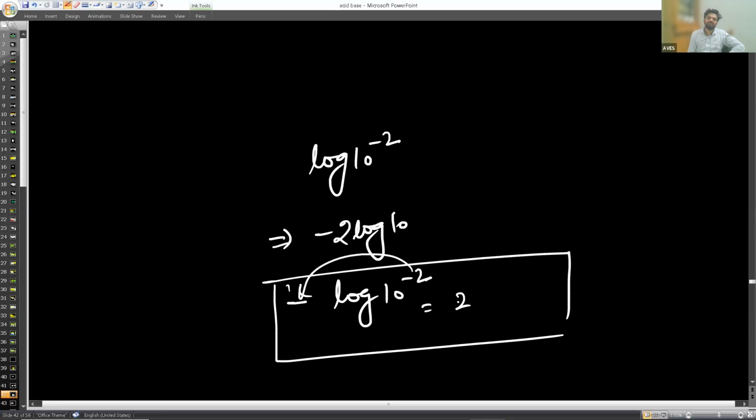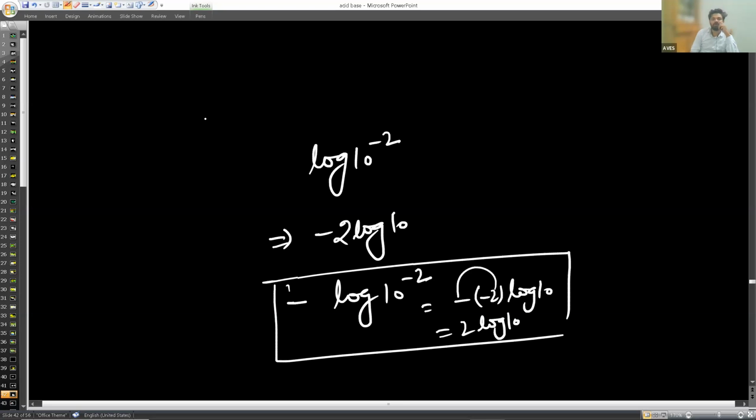Minus will get plus. Minus is from the formula, and this minus 2 into log 10, so minus will get plus. You will get 2 log 10. Got it? Is it difficult? No.